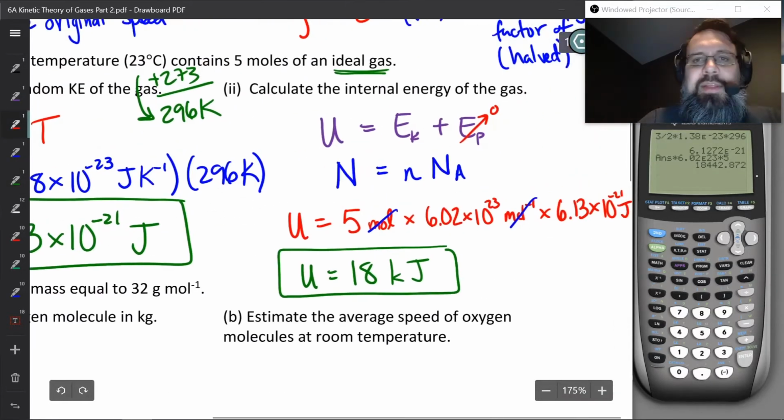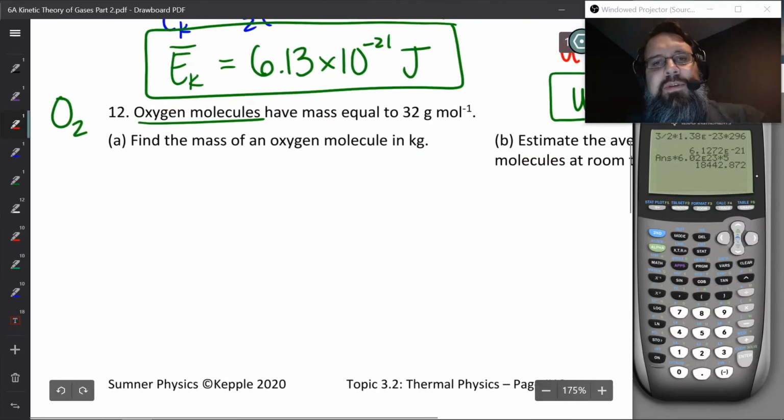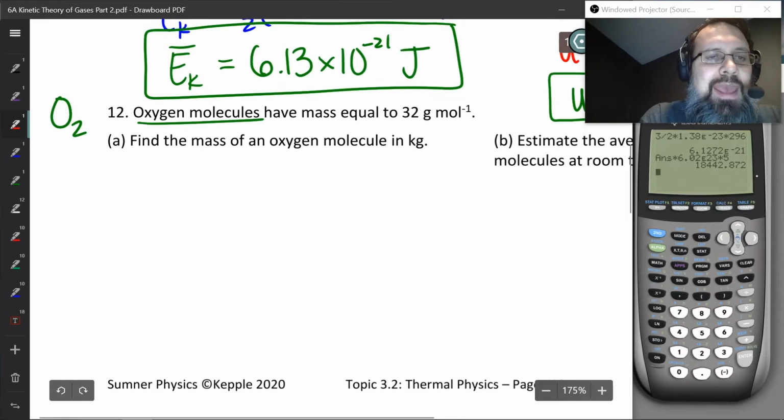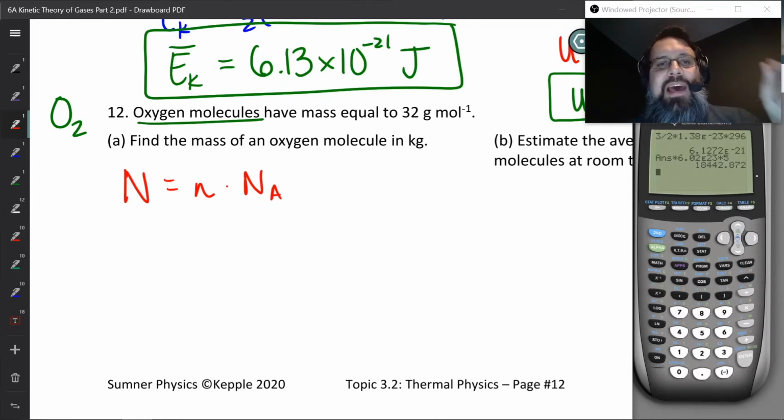So this is somewhat related to what we were doing up here using this equation. But what we're going to say is we just want one particle. So N is equal to the number of moles times Avogadro's number. So what we're going to say is that if you had a mole of oxygen, it'd be 32 grams. But what if you just had one particle? And so we're going to use this relationship to figure out the mass of a single particle, given that a mole has a mass of 32 grams.